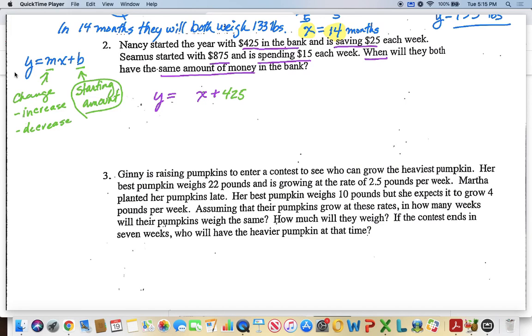And she is saving $25 each week. And so that saving is an increase to the bank account each week. And so that's going to be our m. So let's make that $25 times x. So these are some important clues also, because now we know that x is going to be in weeks, and we know that y is going to be what our total balance is in the bank.